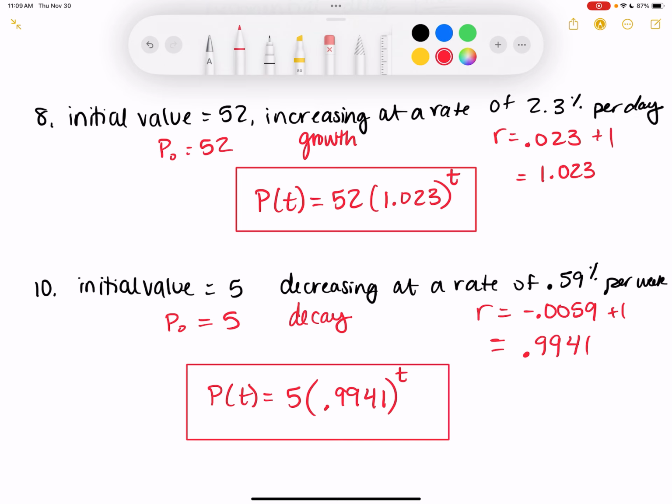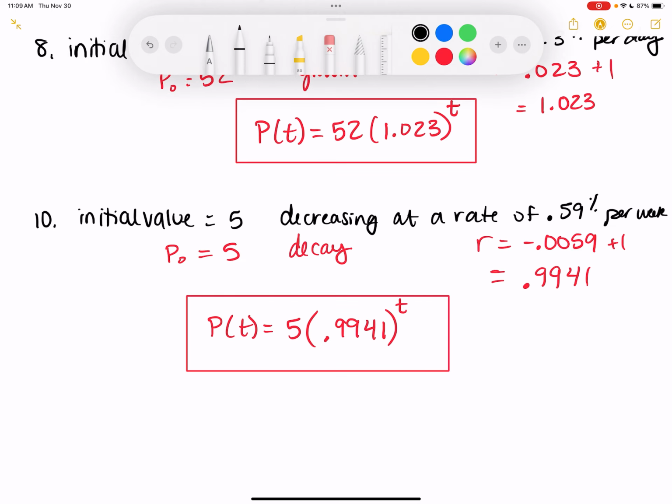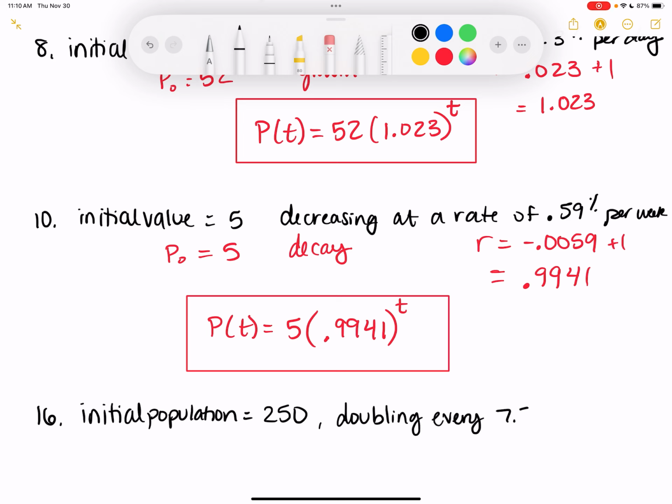Number 16, the initial population is 250. Oh, I think I know why I sometimes do the other one first. We'll go ahead and do this. It's not hard. And it's doubling every 7.5 hours.